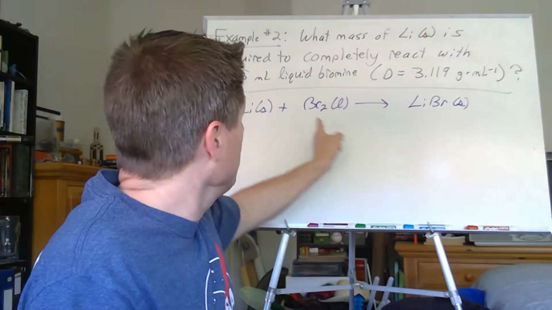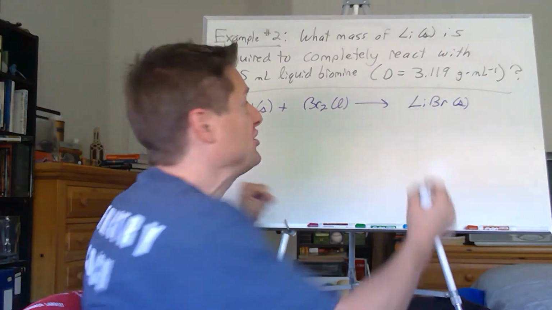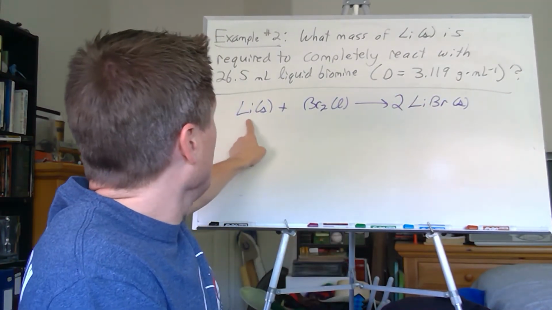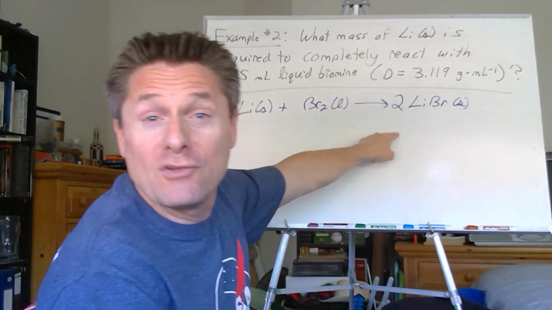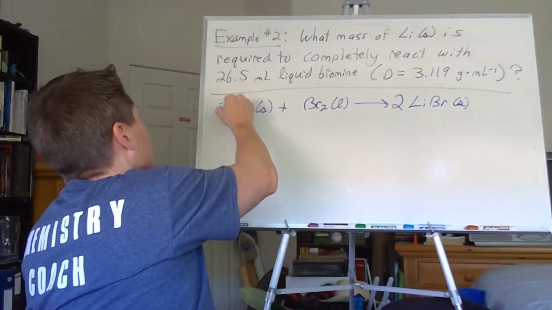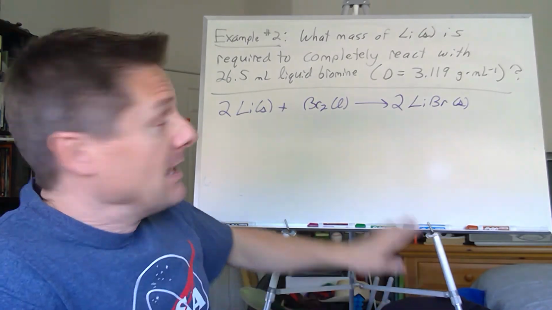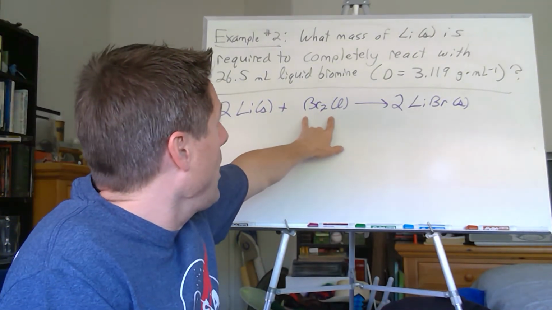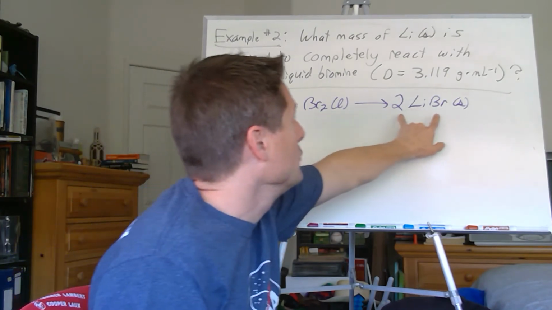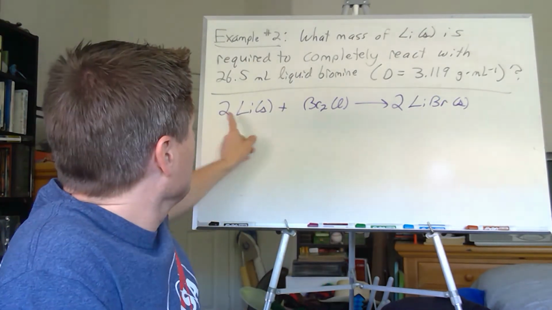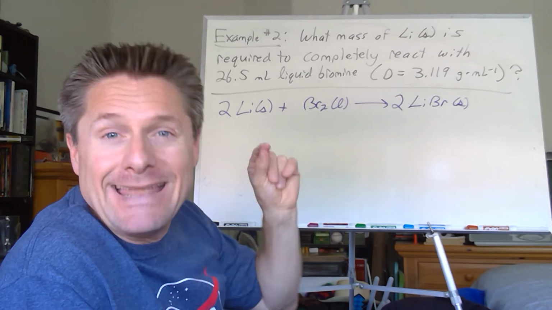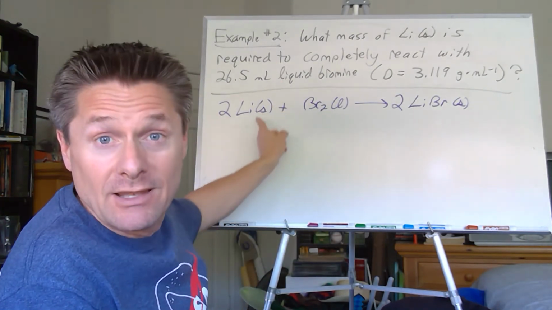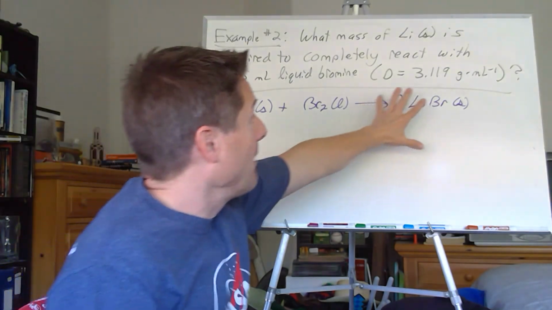Lithium 1 and 1, bromine 2, bromine 1. So I need a 2 here to balance my bromines. So I got 1 lithium, 2 lithiums. Uh-oh, it screwed up my lithiums. There we go. So 2 moles of lithium react with 1 mole of bromine to give me 2 moles of lithium bromide. So see the 2-to-1 ratio there? I'm going to need that to convert from the lithium to the bromine or the bromine to the lithium, depending which way I go. I'm not even worried about this.